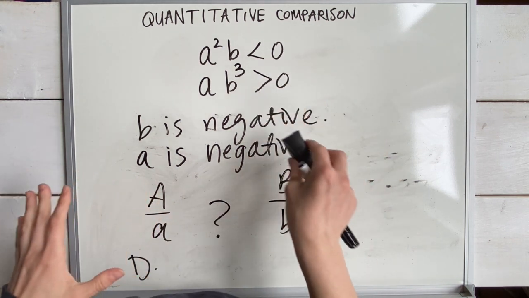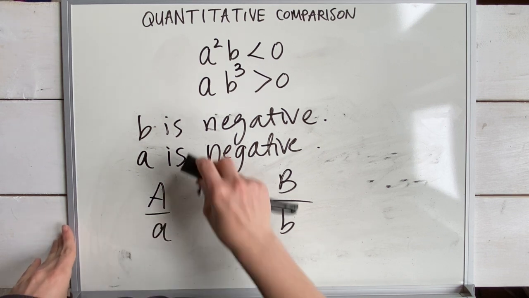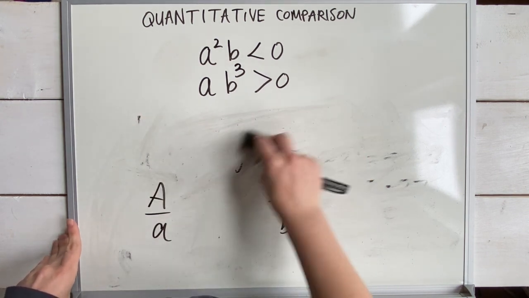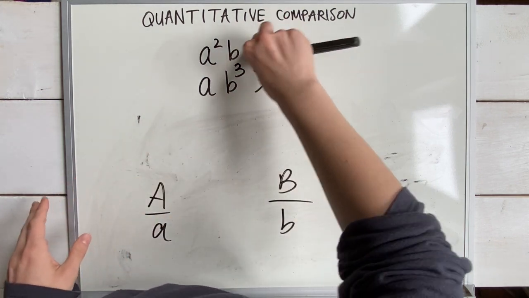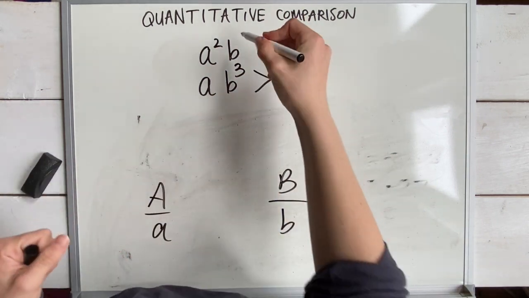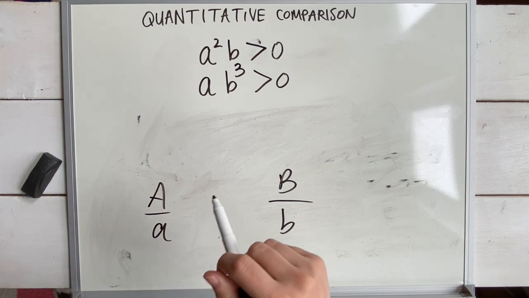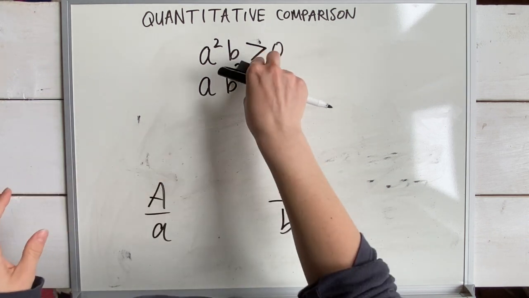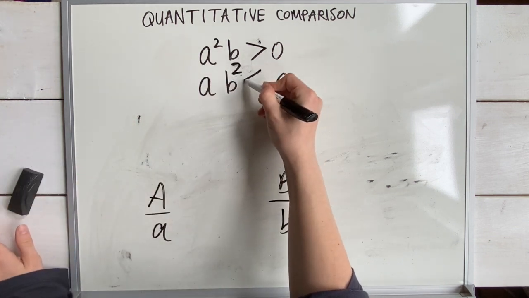Now, what if instead of this intro information, we're still comparing A and B, but instead we were told that A squared times B is greater than 0, and AB squared is less than 0.